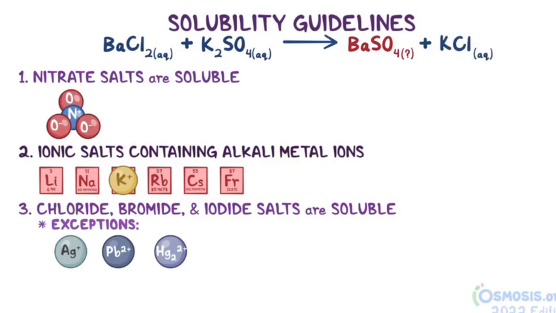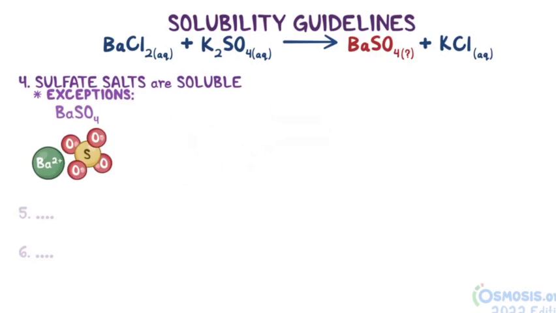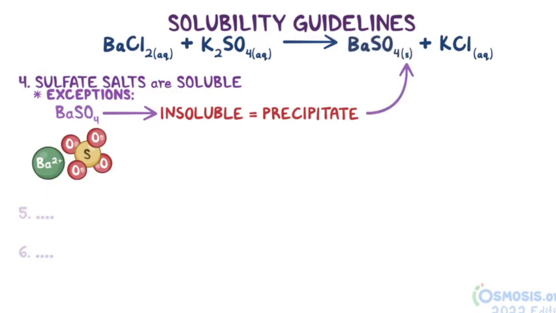Next, we consider barium sulfate. On the solubility guidelines table, we can look at Rule 4. Rule 4 states that most sulfate salts are soluble, except specifically for the exception of barium sulfate. So we know that barium sulfate is insoluble, making it the precipitate for our reaction. In the chemical formula, we can add the subscript s to indicate that barium sulfate is a precipitate.